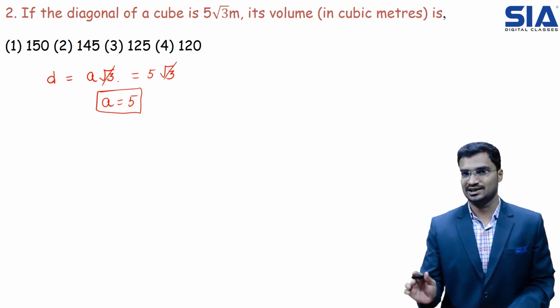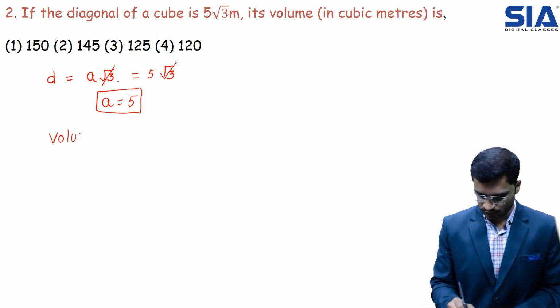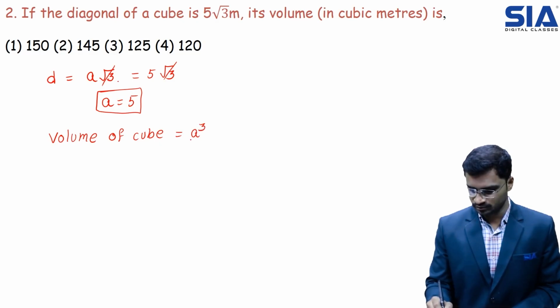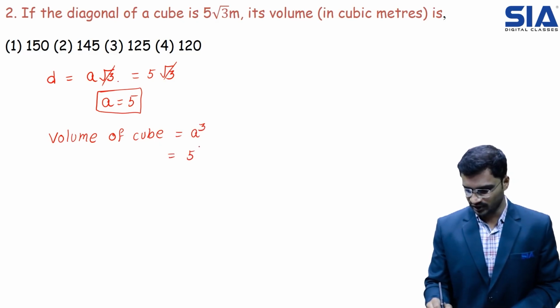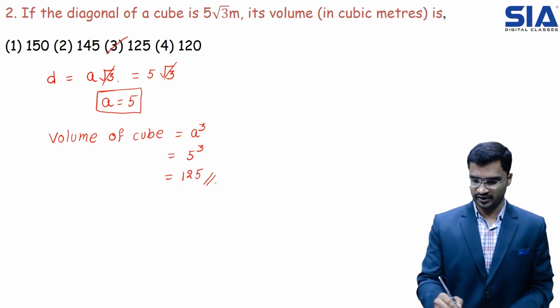What is he asking? He is asking what is the volume of the cube. What is the volume of cube? Volume of a cube is equals to a cube. Then a is 5. 5 cube is 125. So our answer is 125.